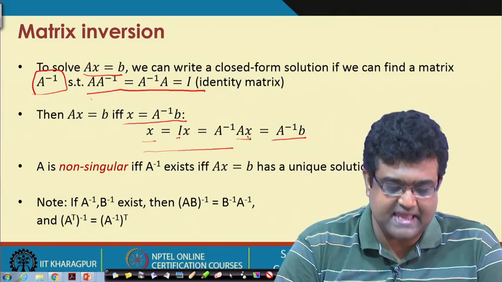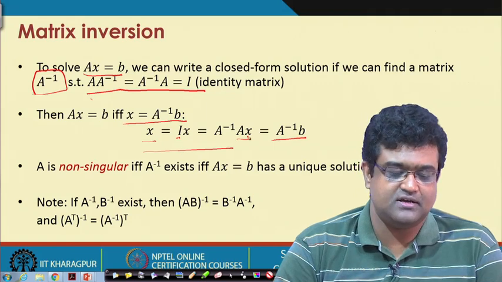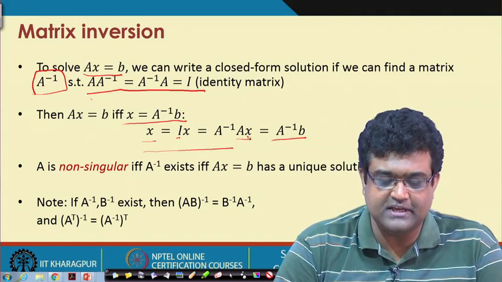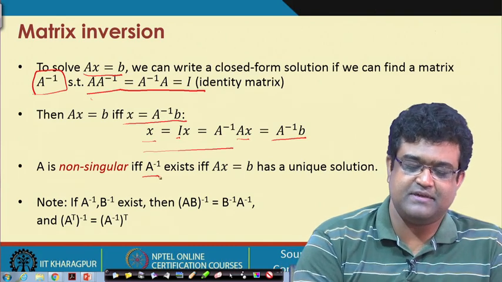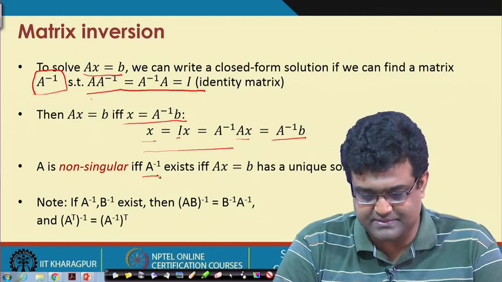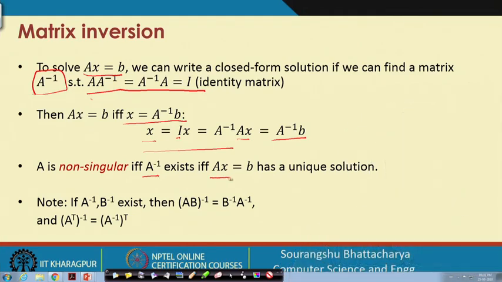The matrix A is called a non-singular matrix if and only if such a matrix A inverse exists, and if that happens, the system of linear equations A x equals b has a unique solution.